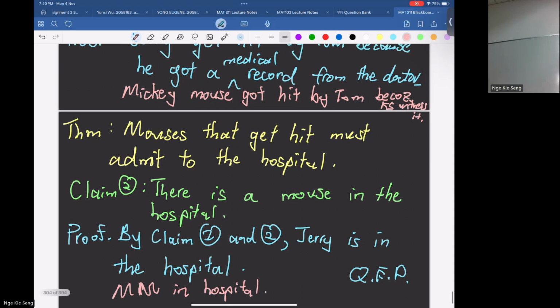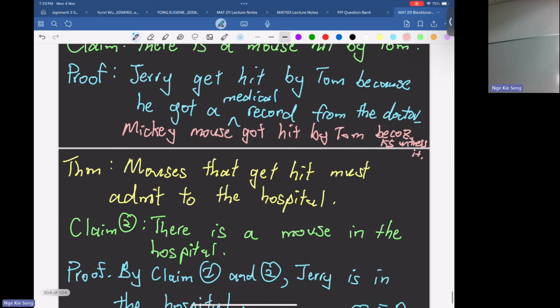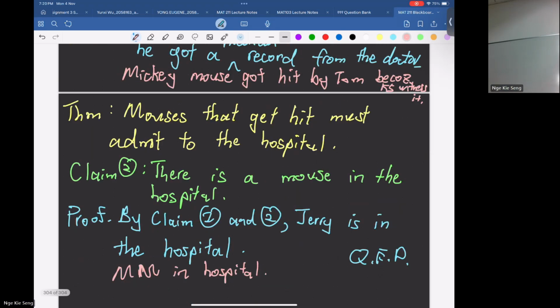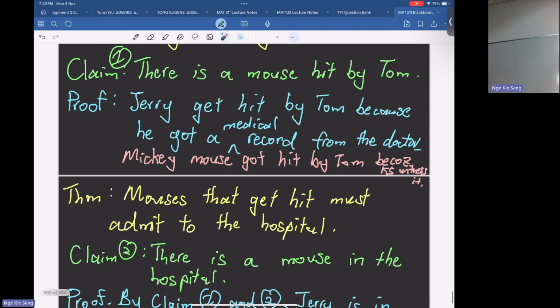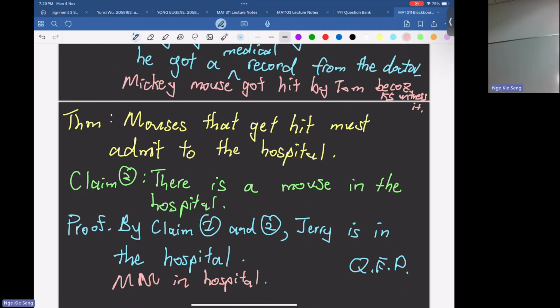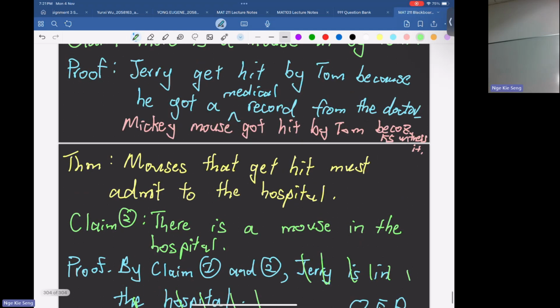Okay. Okay or no? But right, it's good that we know that Jerry is the mouse that got hit. But does it matter if I don't know the identity of this mouse? Does it matter if I don't know the identity of the mouse?